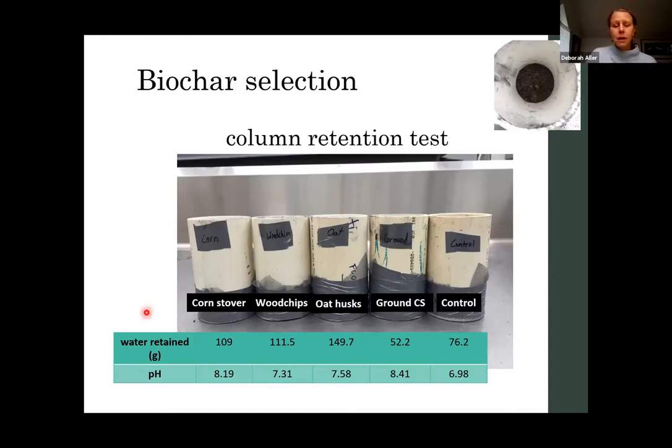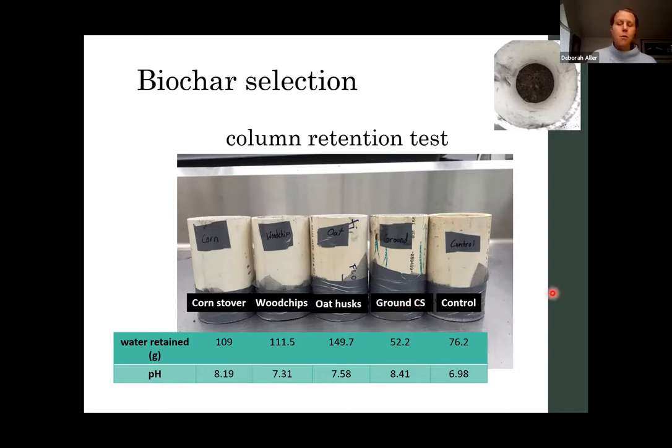So we simply combined about 150 grams total of biochar and soil. Here our control is actually a local field soil. This isn't for the soilless media, but since this study has both a container and a field component, we wanted to have one biochar for both aspects. So we were able to get a corn stover biochar, a wood chip biochar, a hardwood biochar, biochar produced from oat husks, and then a very finely ground corn stover biochar as well.